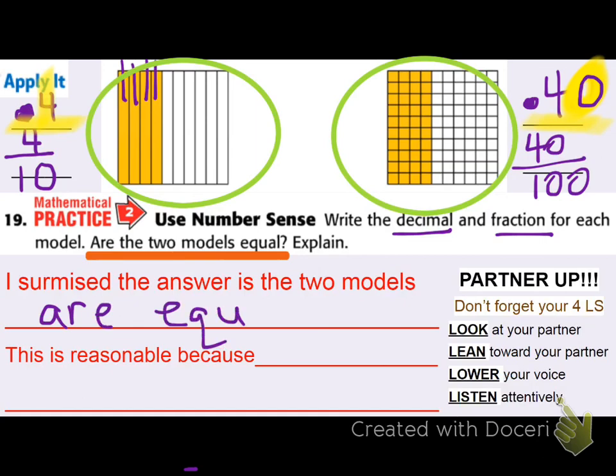And just because they don't look the same as a fraction and they don't look the exact same as a decimal, we know that things can look different and still be the same. It's reasonable because they both have the same amount shaded in the drawing.